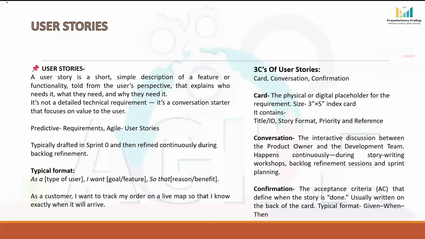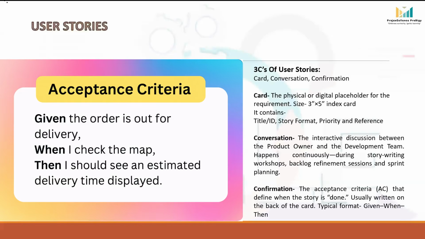Usually, they are written on the back of the card, and the common format is given, when, then. Given means the precondition or starting situation, or context before the action happens. Think of it like this: what do we already know before starting? When means the action the user takes or the event that occurs. Think of it as what happens now. And then means the outcome or expected result. Think of it as what should I see or experience? It must be clear, measurable, and testable.